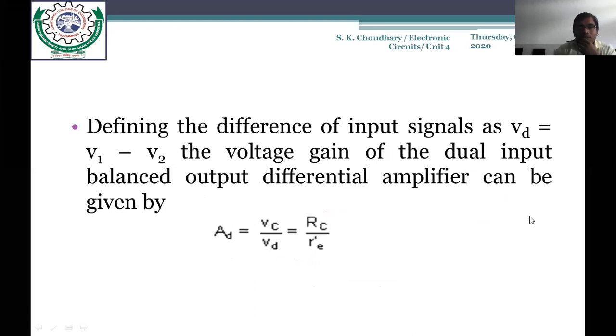So the voltage gain of the dual input balanced output differential amplifier can be said to be AD or ADM, the differential mode gain. It is equal to RC upon RE dash. Okay, so we would stop here today. I just wanted to cover up to this point.